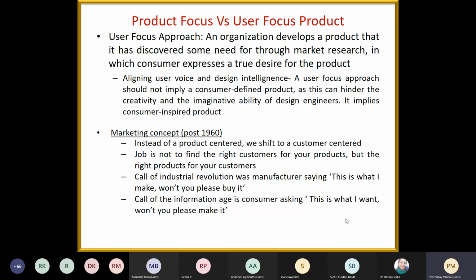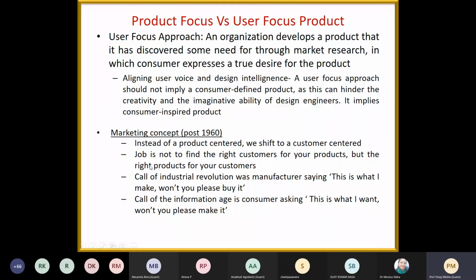But this does not mean that whatever the customer is saying, that will be produced. We have to keep his viewpoint in mind and design the product according to the design intelligence and creativity of the engineers also. If you keep only their thing in mind, that these are the requirements of the customers, they should be given into the product, then it will hinder the creativity and imagination ability of the design engineers. So this is where we are dealing now with the marketing concept.